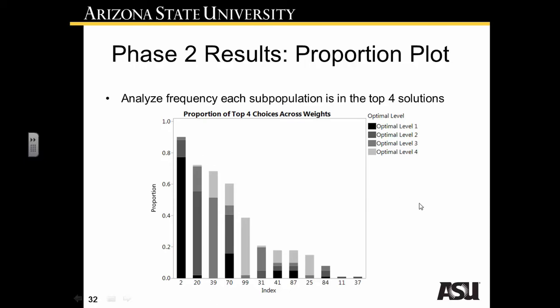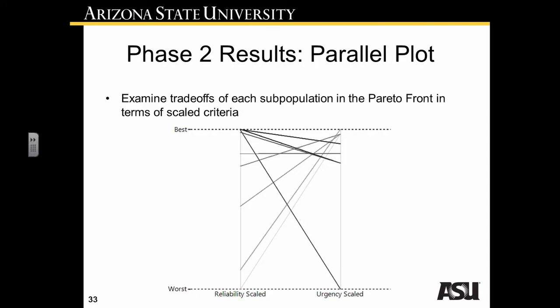Okay, the third plot available is the parallel plot. This plot allows you to examine the trade-offs of each subpopulation in the Pareto front in terms of the scaled criteria. And so here we have it on the same scale, so the worst values, right, are represented at the bottom and the best are at the top. And here we have reliability and urgency. So what do you want to look for in this plot? Well, notice that really steep lines are going to indicate that you have very large trade-offs for a particular solution.